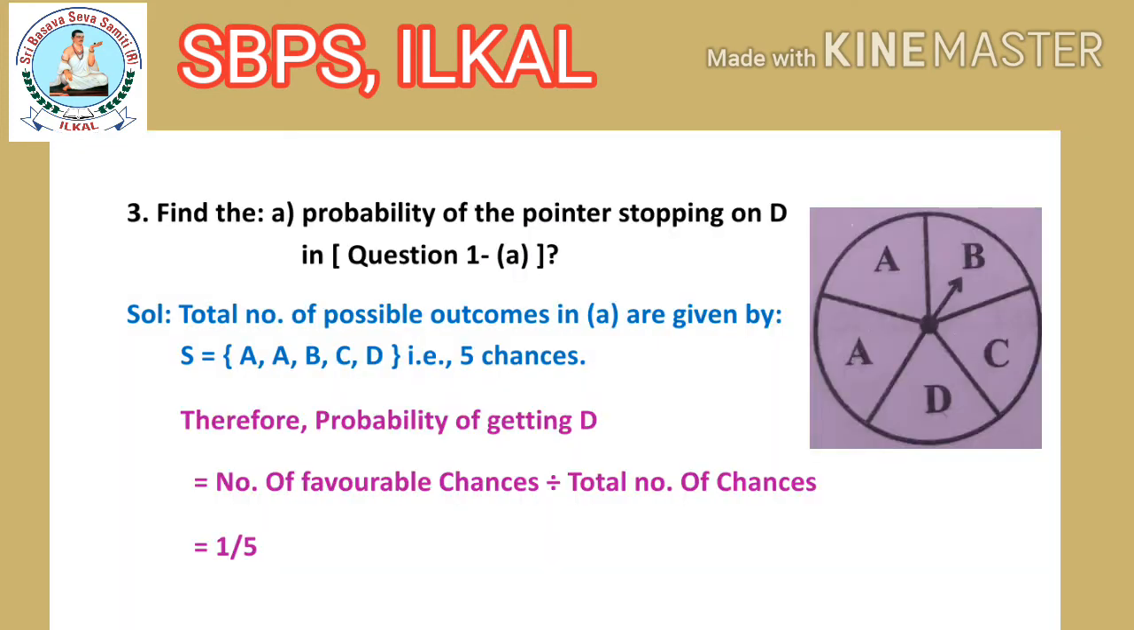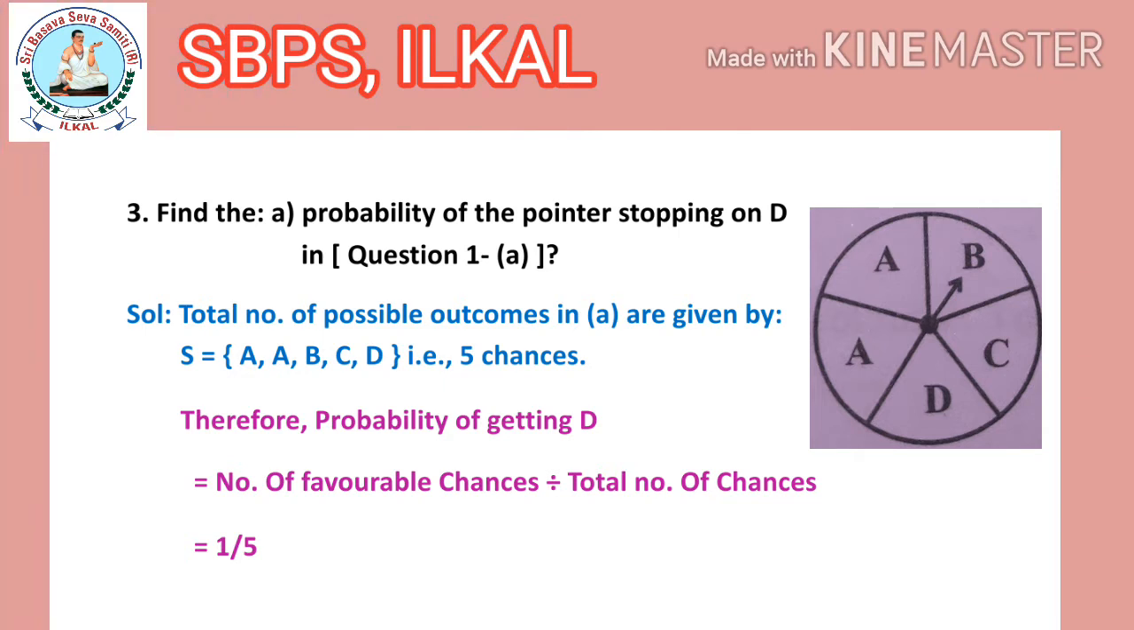Third question. Find the probability of the pointer stopping on D. In question number 1, A. Total number of possible outcomes in A are given by S is equal to A, B, C, D. Means A 2 times they given, children, and B, C, D only 1 time they had given. That is 5 chances. Okay. Total number of possible outcomes is equal to 5.